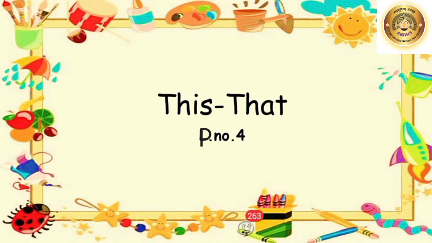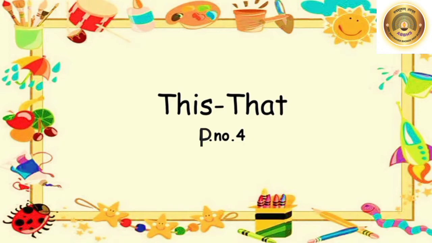So, we use this when the objects are near to you, right? We say this is a pen. It means you are talking about the particular pen which is very near to you. But suppose you are talking about any vehicle which is outside your house or far from you, you will say that is a motorcycle because it is far from you.